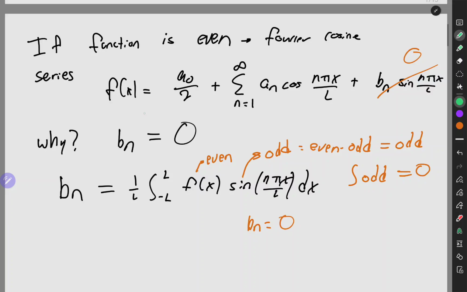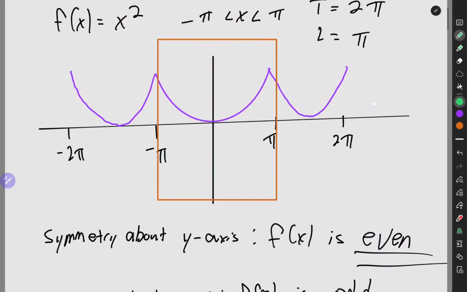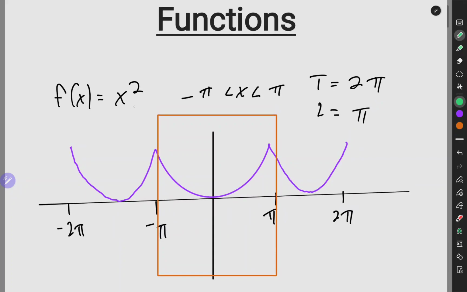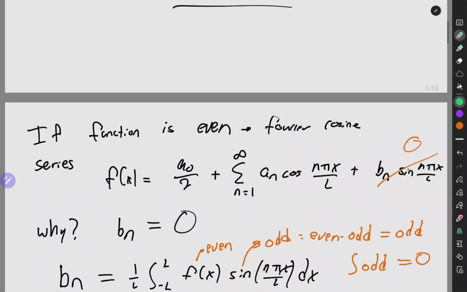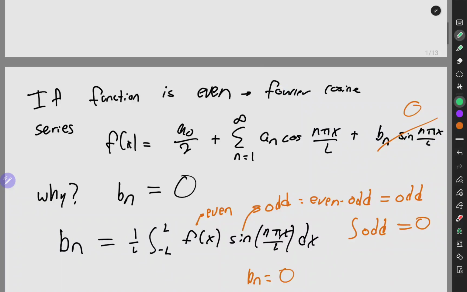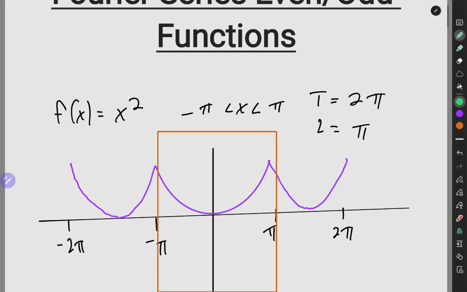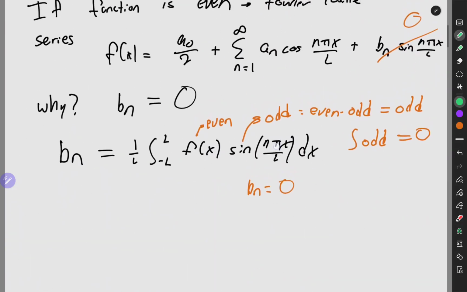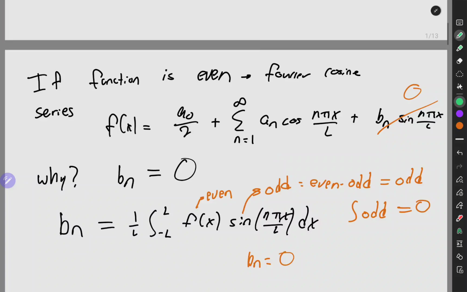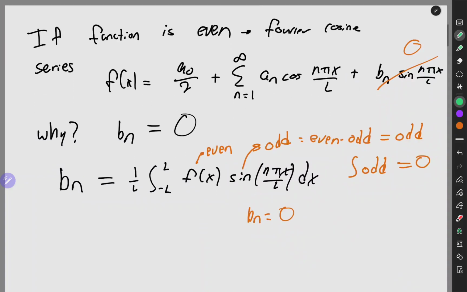So then we would be left with something like this. If there's an a sub naught, there would be in this case, right? Because for this problem up here, we have an even function, x squared. Remember, the integral for a naught is just the function. There's no sine or cosine term on that one. So you can integrate that one. But if you had an odd function, you would have no a naught either, right? So that's looking at that one.